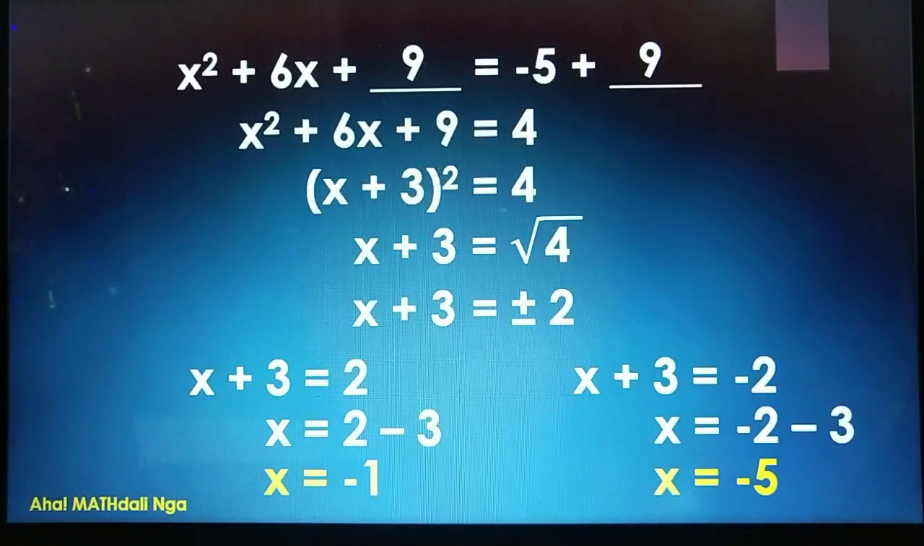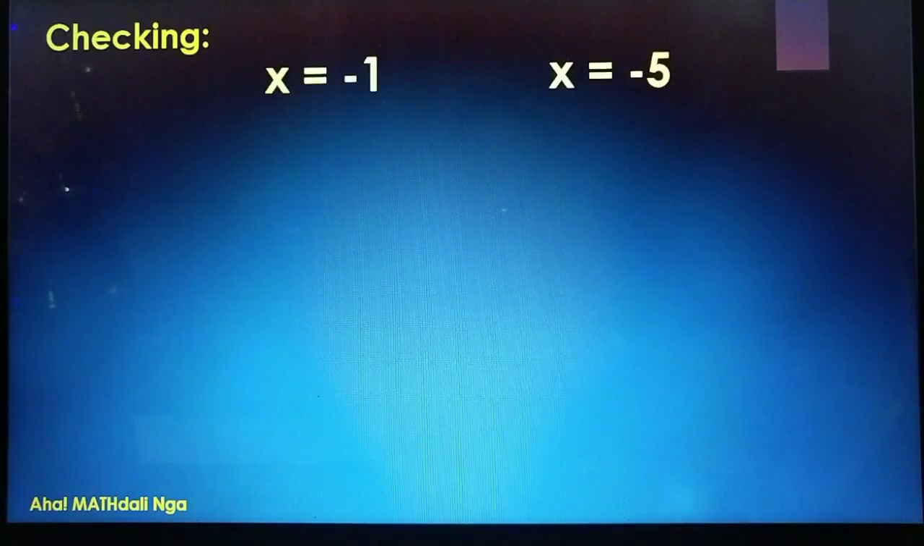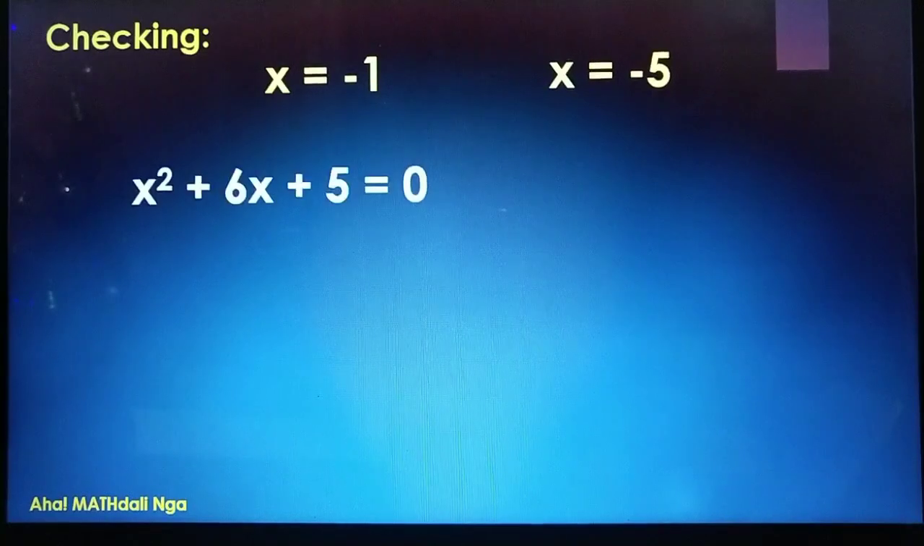We will check if these values satisfy the given equation. If that's so, these values are the solutions of the given equation. Let's have checking. Again, the values of our x are negative 1 and negative 5. We will try first negative 1. We will substitute this to the variable x in our equation. x squared plus 6x plus 5 equals 0.